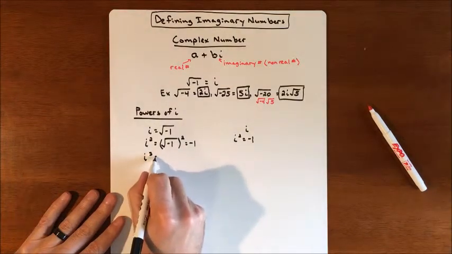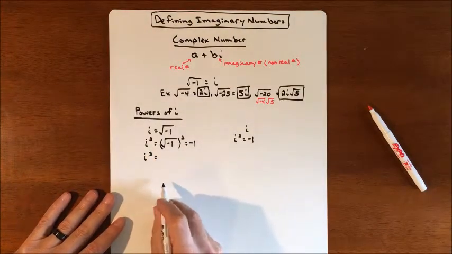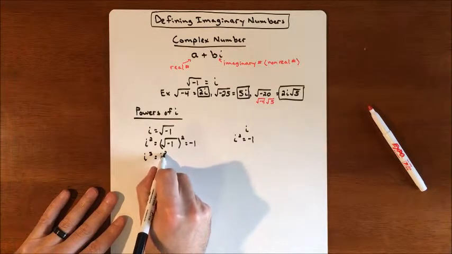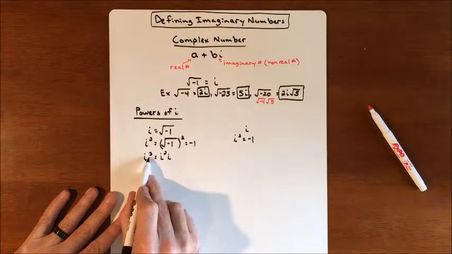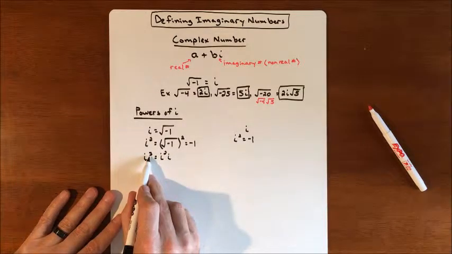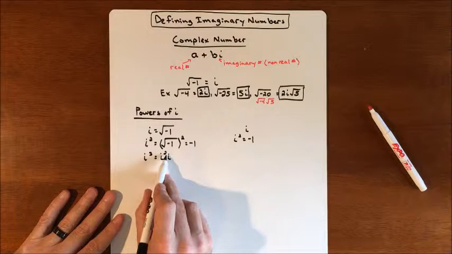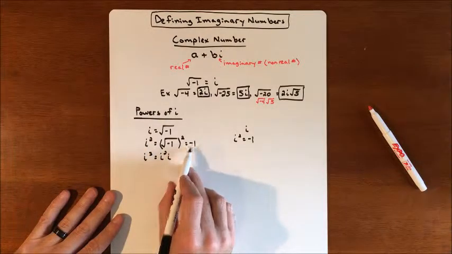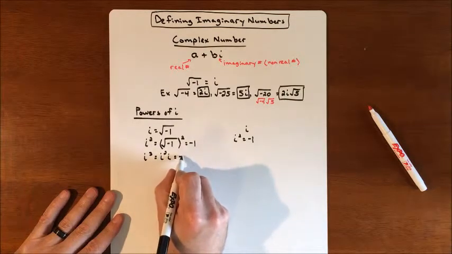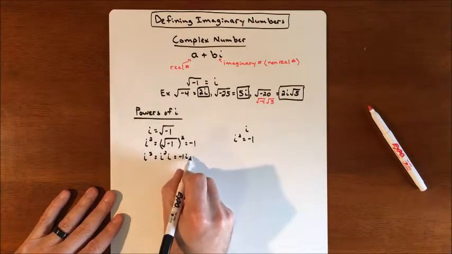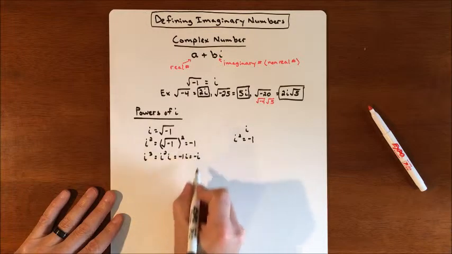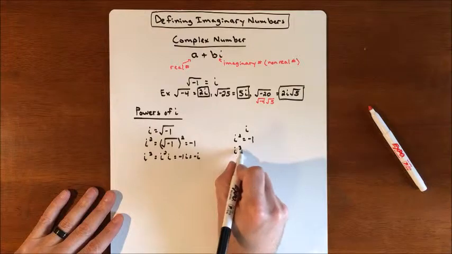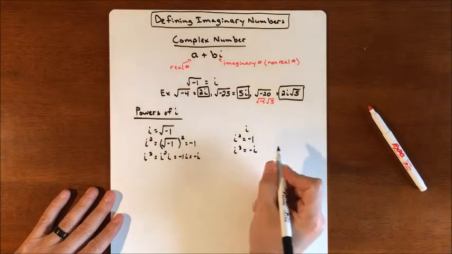i cubed. We're going to try and break this up, simplify it a little bit. We can break i cubed into i squared and i. So we're going to add the exponents together, but we're going to break it into i squared because i squared does simplify to something that's pretty nice. So i squared is negative 1 times i, which gets us a negative i. So i to the third equals negative i.